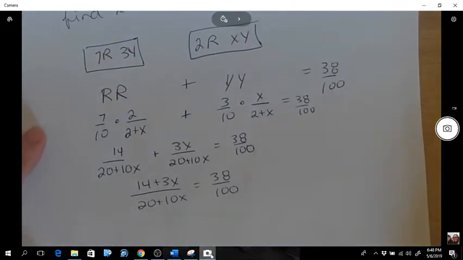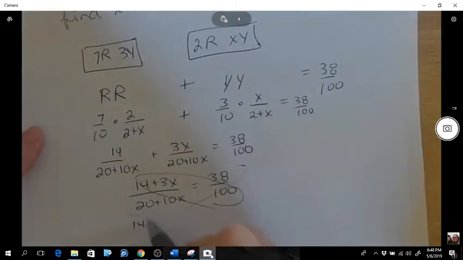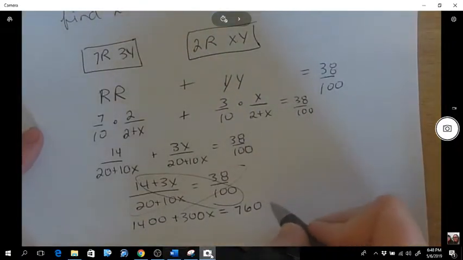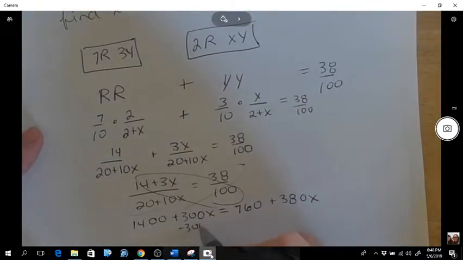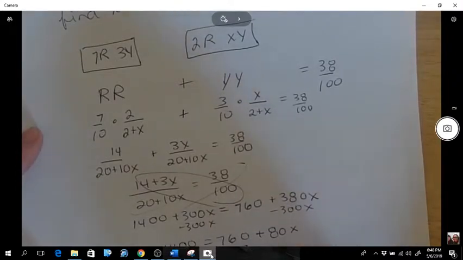So now you're just working with algebra, learning to cross multiply to solve this. Okay, so that's 1400 plus 300x equals 760 plus 380x. So let's take 300x off. 1400 equals 760 plus 80x, and take off that 760. So 640 equals 80x.